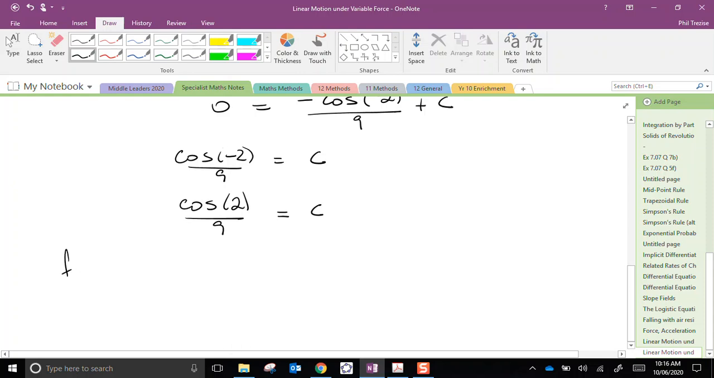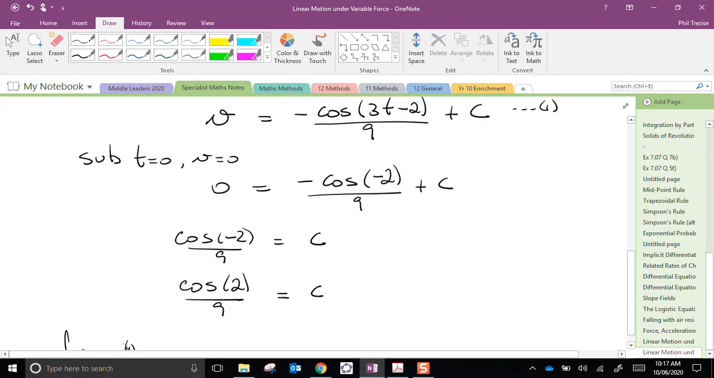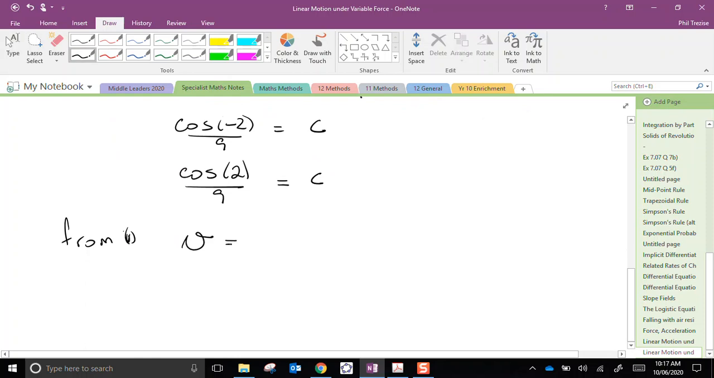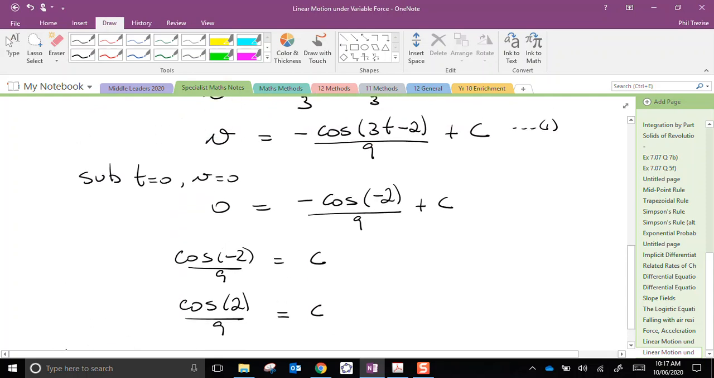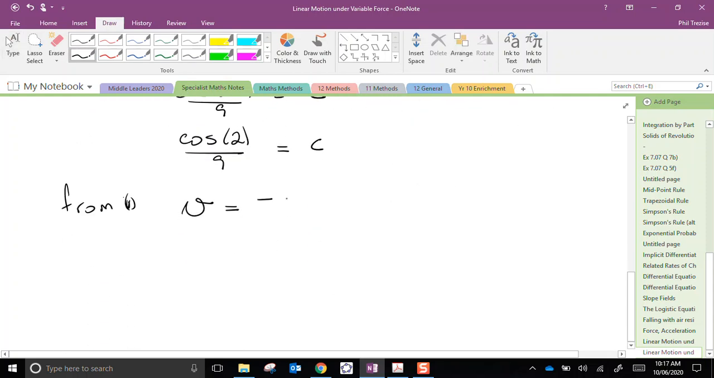From 1 then, my formula for velocity would read v equals, why can't I scroll back? There it is. Negative cosine 3t take 2 over 9 plus my constant of integration is the cosine of 2 over 9.